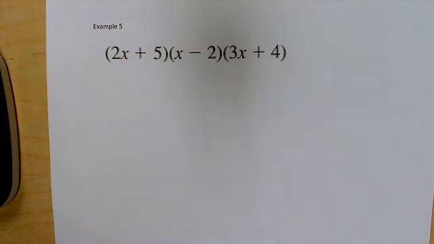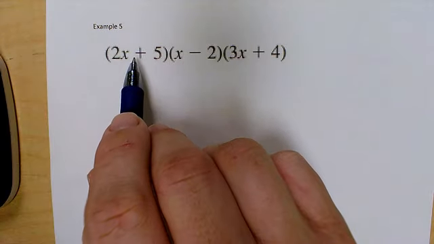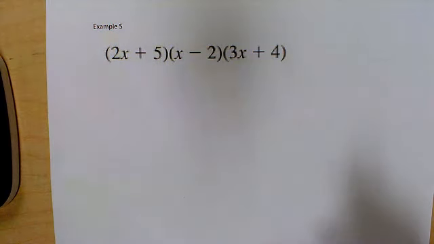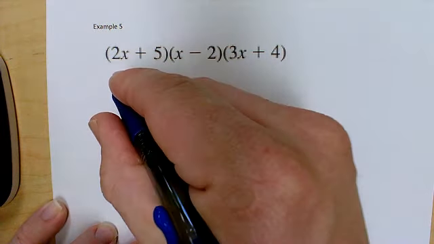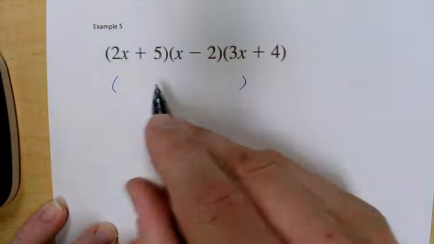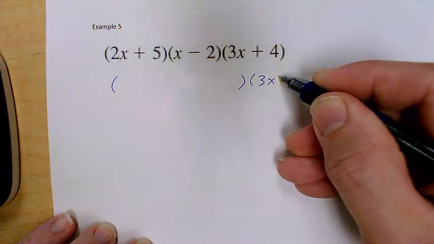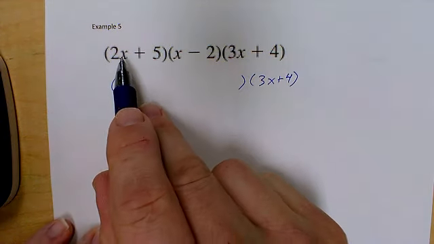Alright, so we're going to rock this problem out. First thing you do is pick two of the binomials and multiply them together while keeping the other one outside for a moment. So I'm going to multiply these two binomials together into this set of parentheses, and I will still have the 3x plus 4 left to multiply there.